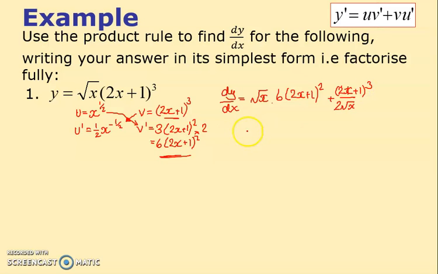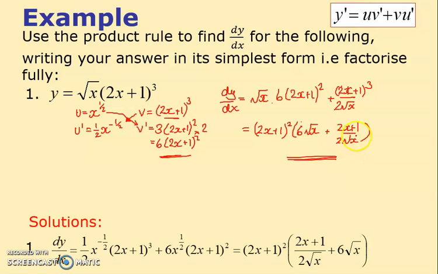Now it does say write this in fully factorised form. So the only thing I'm thinking of is I've got 2x plus 1 squared, I've got 2x plus 1 cubed. Let's take out the 2x plus 1 squared. And then in a bracket I get 6 root x, perfect. And this is plus 2x plus 1 over 2 root x. Now that's a debate as to whether or not you go further or not. That's good enough for me. That's good because that's the answer.